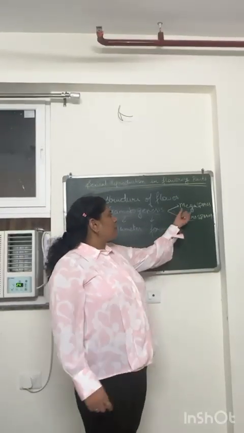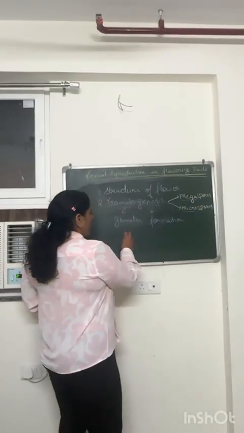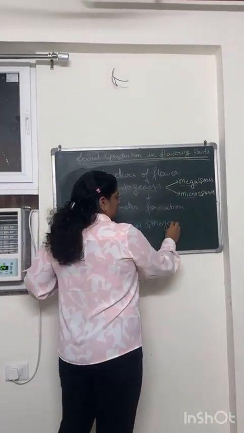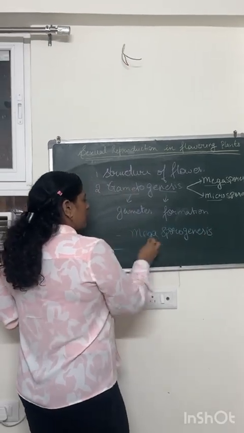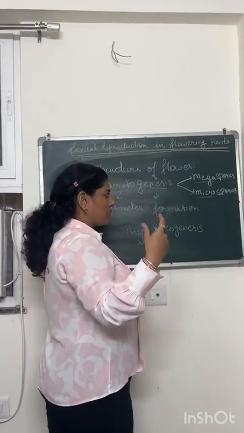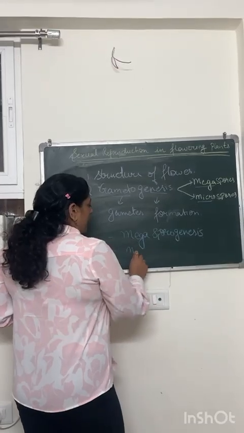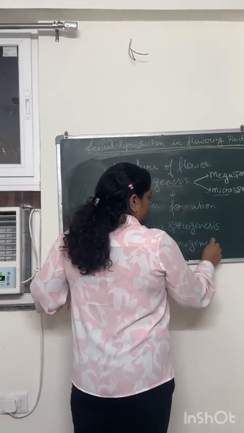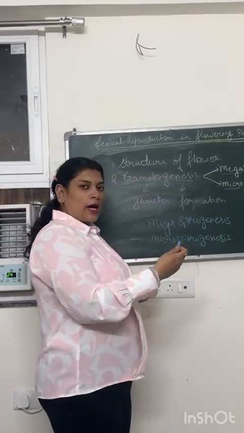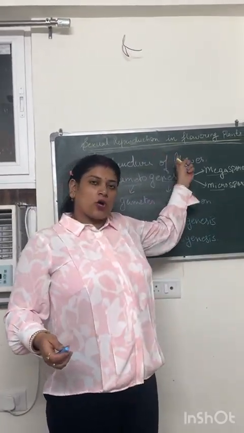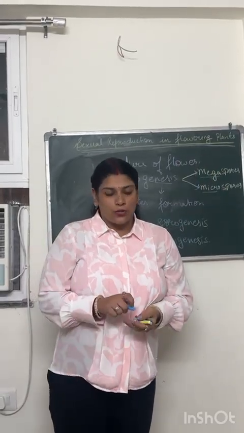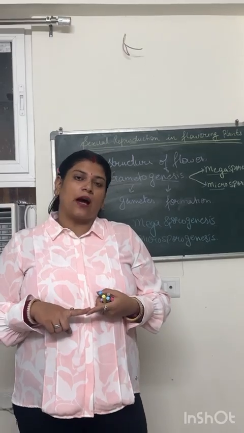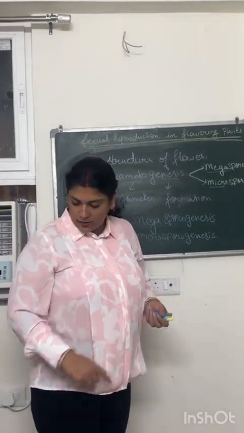The process of formation of megaspores is known as megasporogenesis, and formation of microspores is known as microsporogenesis. Right? So before going ahead, we are coming back to our first topic, which is structure of flower. Now we are going to study it in detail, what the basic structures involved in a flower are and their functions.